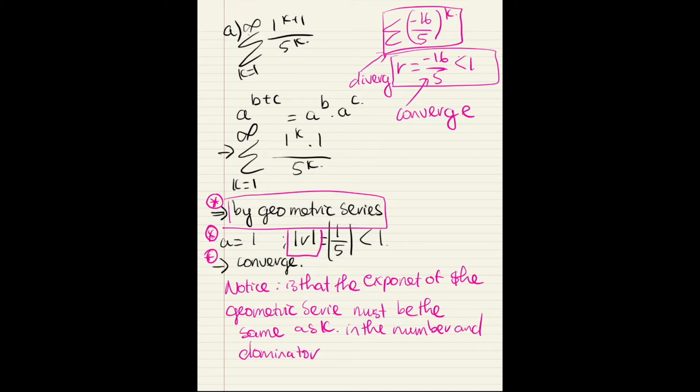Please don't forget that sometimes it won't give you 1^k plus 1 over 5^k. Sometimes it's just the series from k equals 1 of 2^k over 5^k. Then what you have to do is rewrite it as the series from k equals 1 of (2 over 5) to the exponent k. Like this, you differentiate so that the numerator and denominator have the same k, and put it outside. So this one is the r. Don't forget that step.